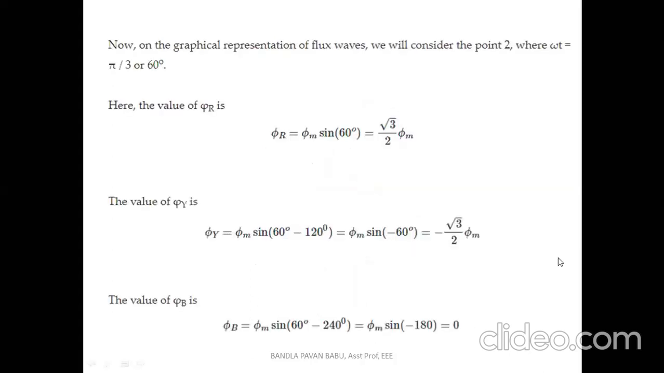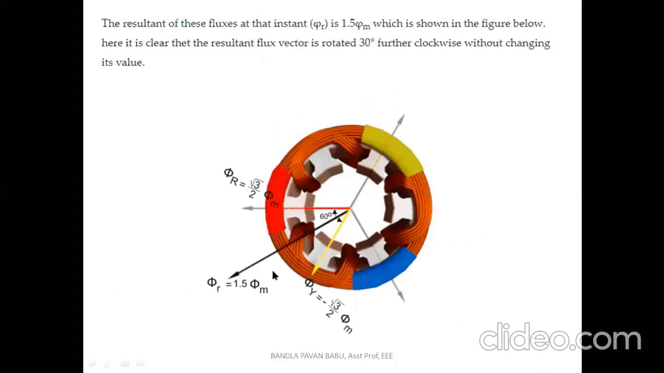Similarly, at omega t equal to 60 degrees also, we have seen the same two vectors, phi r and phi y. Here it is root 3 by 2 phi m and minus root 3 by 2 into phi m. The resultant vector lies between phi r and minus phi y, and the value is the same here also. It is rotating in the clockwise direction. This is the stator rotating magnetic field. From this, what we are going to find out is the resultant flux at any particular position, at any particular angle. The flux developed is the same.